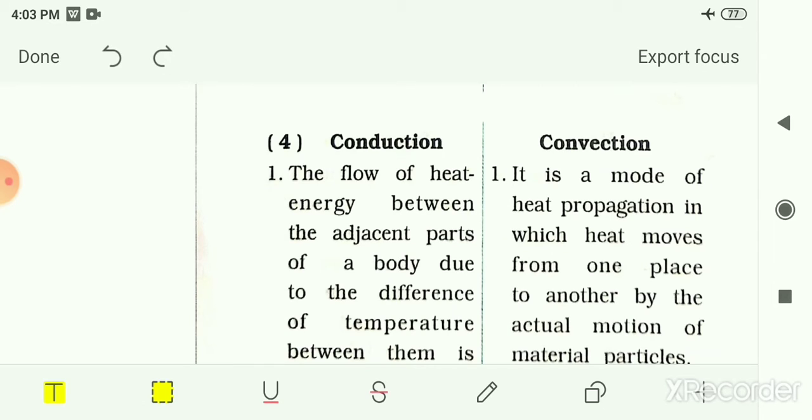Then we have seen another mode of transfer of heat, that is convection. On heating a vessel containing water, the water gets heated in the vessel. This mode of heat transfer in water is known as convection. Liquid and gaseous substances get heated by the mode of transfer of heat called convection.